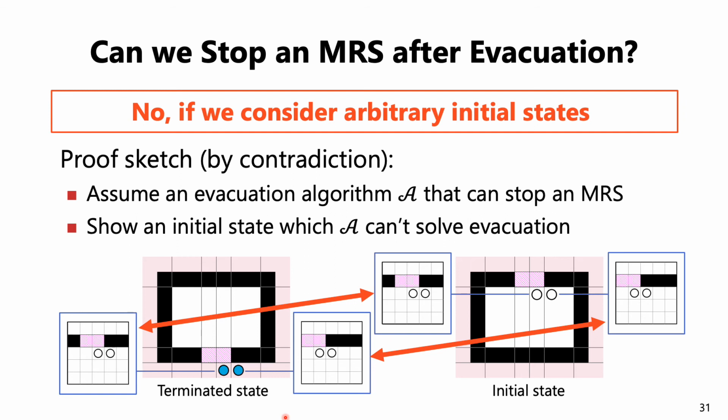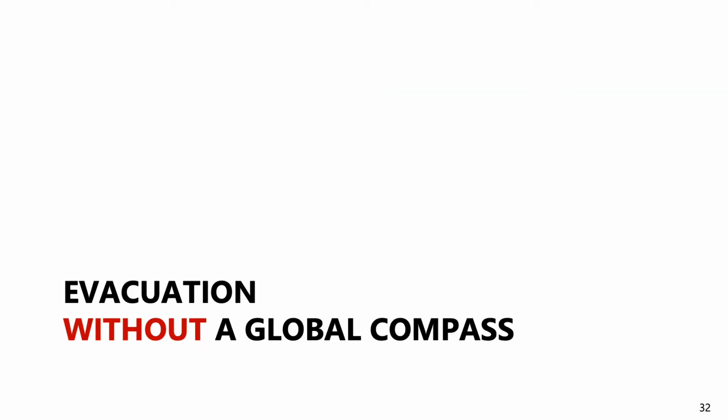And this is impossible because the movement of a module is decided only by its view. So if algorithm A can stop with the terminated state, algorithm A cannot solve evacuation from this initial state. This contradicts the assumption. So from now on, let's consider evacuation without a global compass.